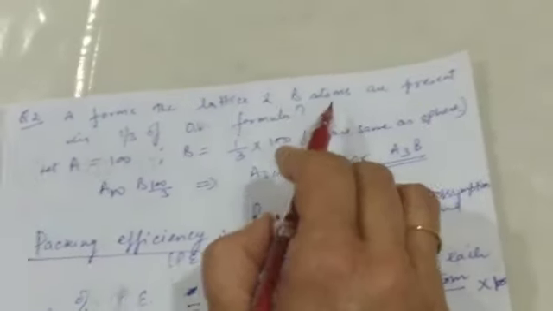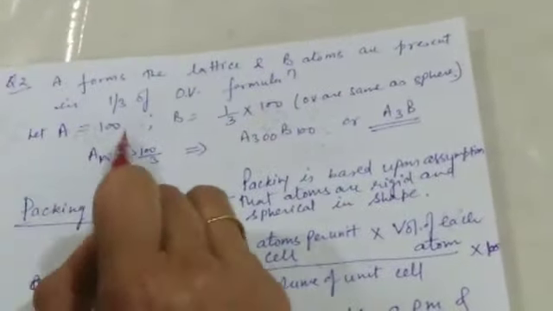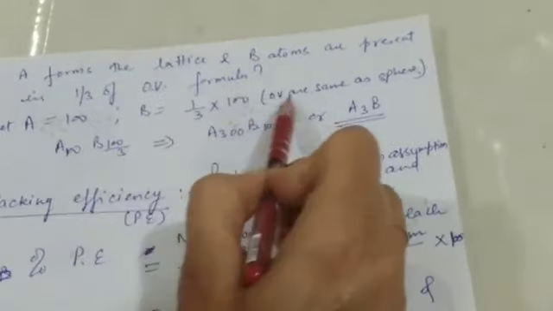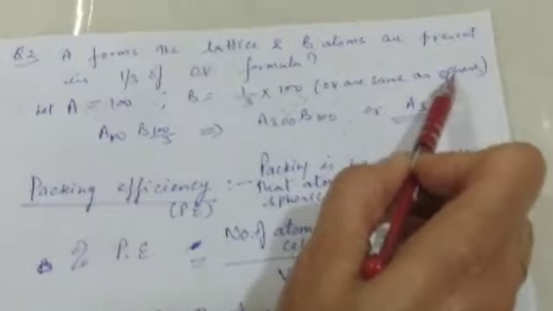Now, another question. If A forms the lattice and B atoms are present in 1/3 of the octahedral voids, write the formula of the compound. Let A be 100. B is in the octahedral voids. The number of octahedral voids is the same as the spheres, so the octahedral voids are also 100. Out of this 100, only 1/3 is occupied by the B atoms. So A is 100, B is 100 upon 3. The formula will be A3B. I'll give you a number of problems like this at the end of this class. You do that. Any doubts, you can always ask.